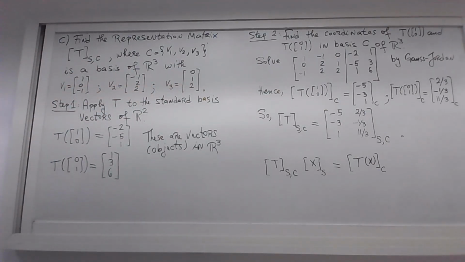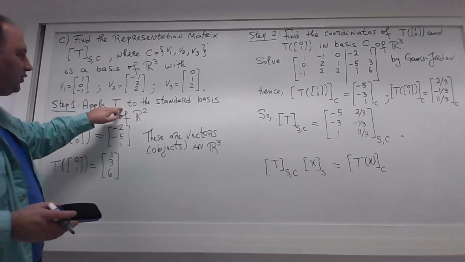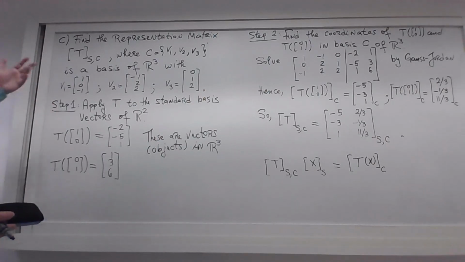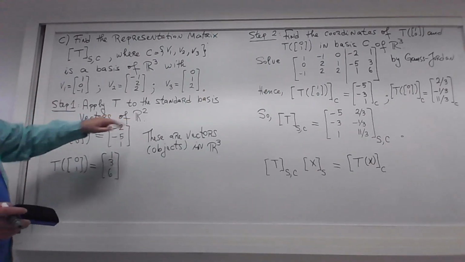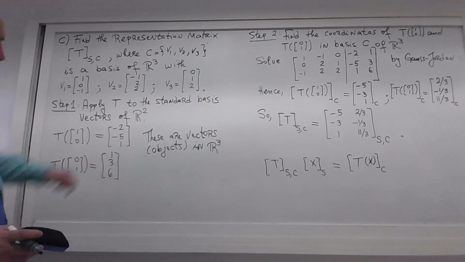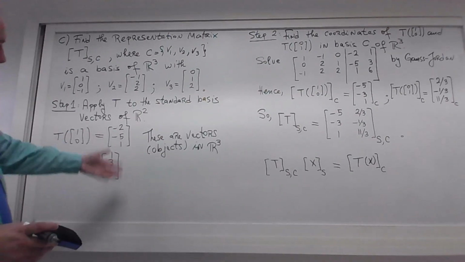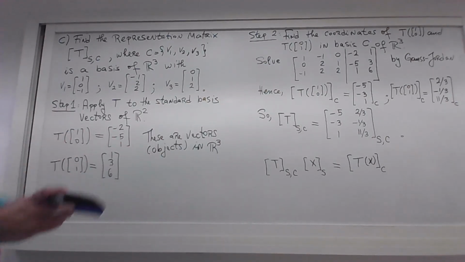So what do we do? Well, again, as usual, we apply the linear transformation to the basis of the domain, of the input space. In this case, it is the standard basis of R2. So we apply T to the standard basis of R2. We already did this, so we got these two vectors. These are vectors in R3, and they are equal to their coordinates in the standard basis. That's fine, we know that.